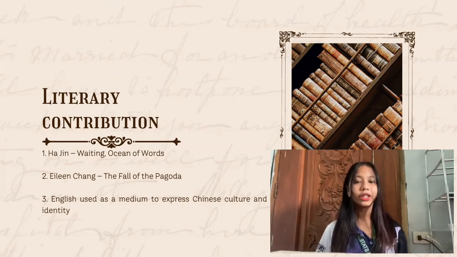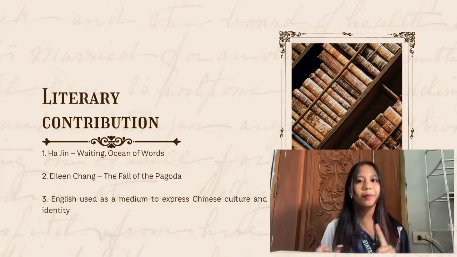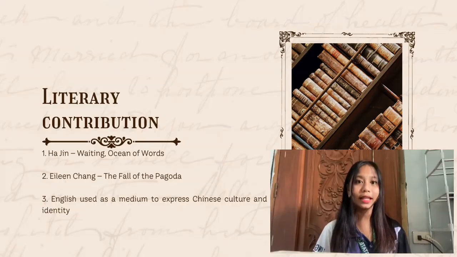So, the role of English in Chinese literature. English has become a creative medium for Chinese authors to express their experiences, perspectives, and storytelling. Writers like Ha Jin and Eileen Chang have made significant contributions to global literature by writing in English. Their works showcase Chinese family life, culture, and social issues, demonstrating the versatility of English as a literary language. English has enabled Chinese authors to reach a broader audience, promoting cross-cultural understanding and appreciation.